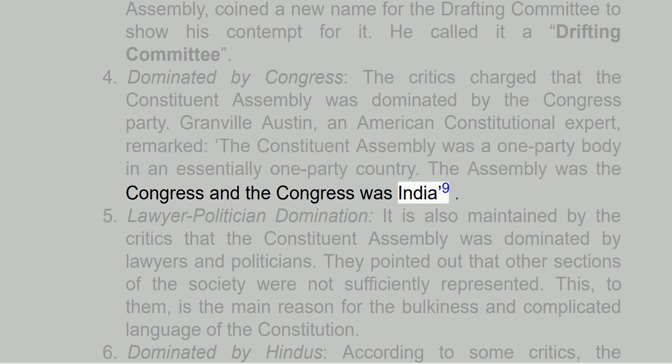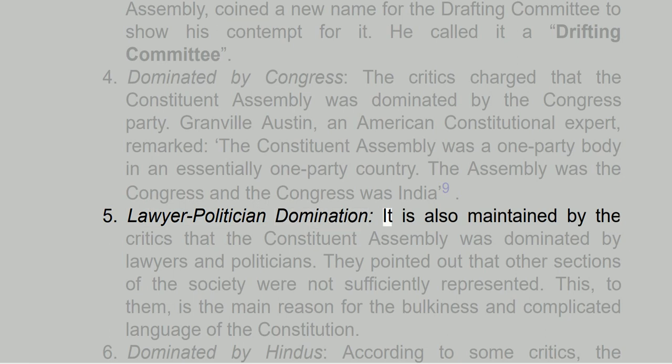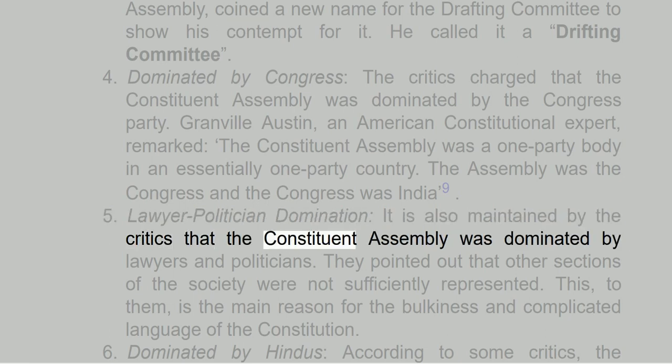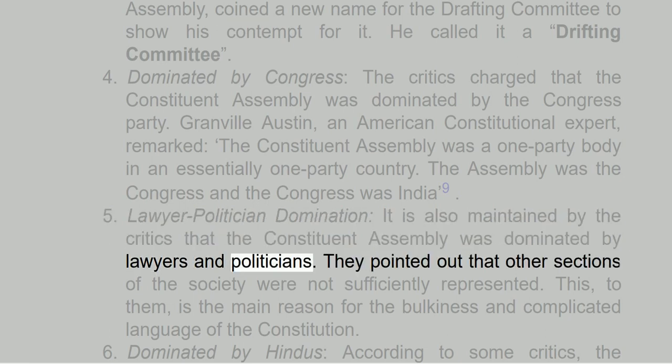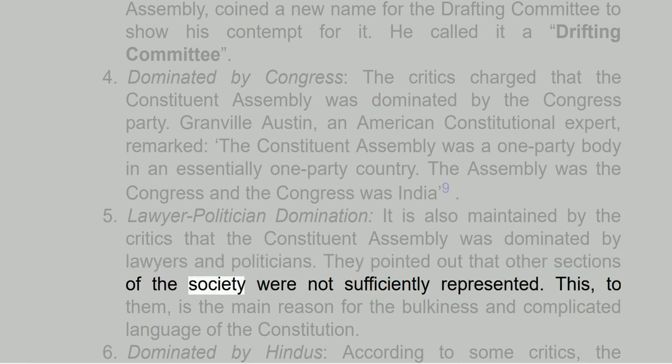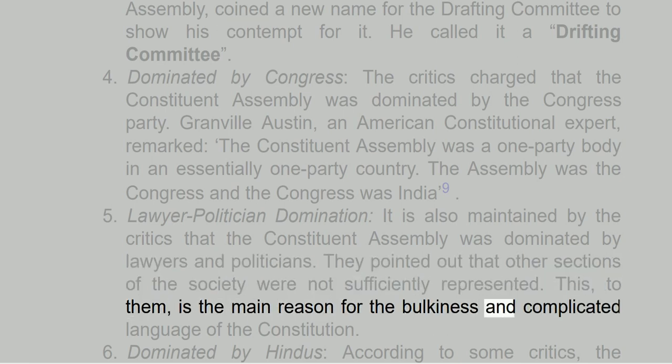5. Lawyer-politician domination. It is also maintained by the critics that the Constituent Assembly was dominated by lawyers and politicians. They pointed out that other sections of the society were not sufficiently represented. This, to them, is the main reason for the bulkiness and complicated language of the Constitution.